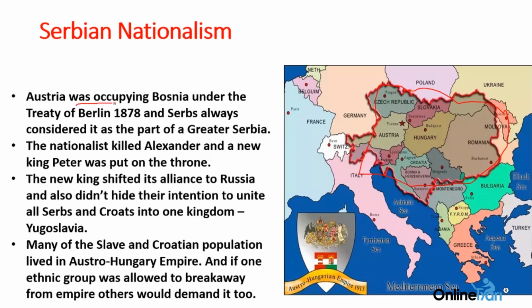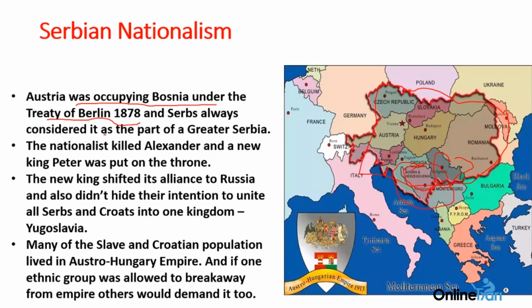So here you can see Austria was occupying Bosnia under the Treaty of Berlin in 1878. So here is Bosnia, and there was a treaty, and the Austrian Empire ruled that. But here you can see Serbia always thought that Bosnia is a part of their Greater Serbia, Yugoslavia, so it should come under the influence of Serbia, but it did not happen. And so that's why there was a rivalry between Austro-Hungary and the Serbian side.